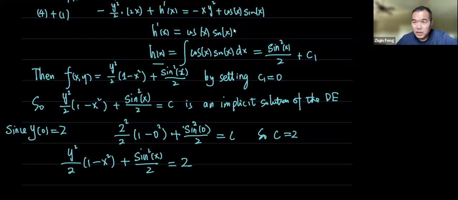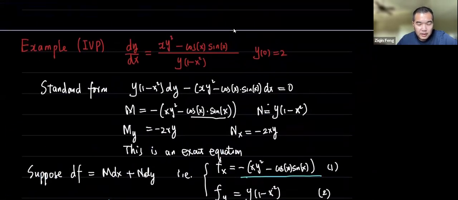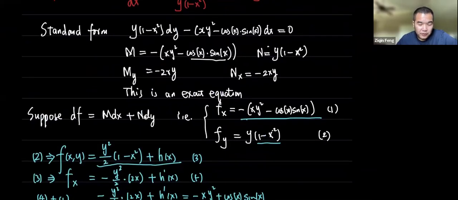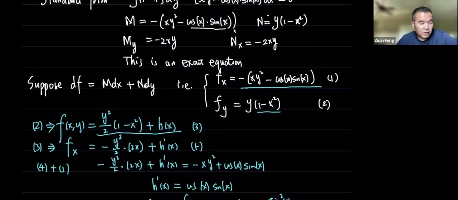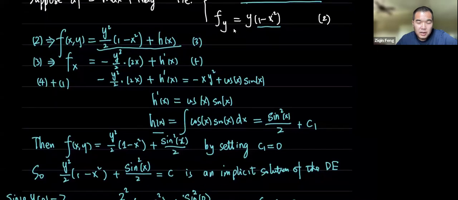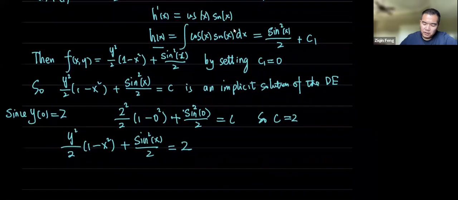So this is how we solve it if you are given an exact equation, and this one also has an initial condition. We just need to figure out a function whose differential equals the exact differential, by solving a system of differential equations. And then after that, plug the initial condition into the implicit general solution, and we get a particular solution which satisfies the initial value problem. Okay.